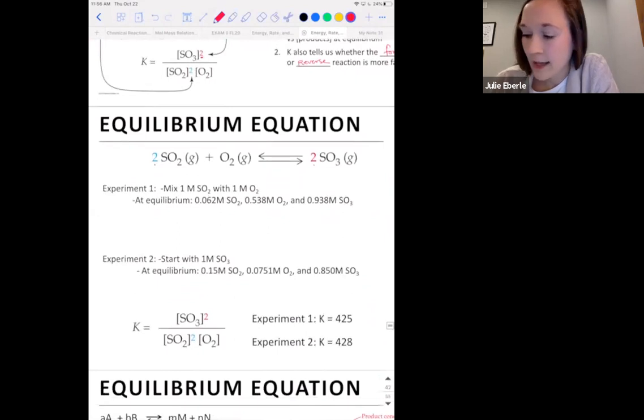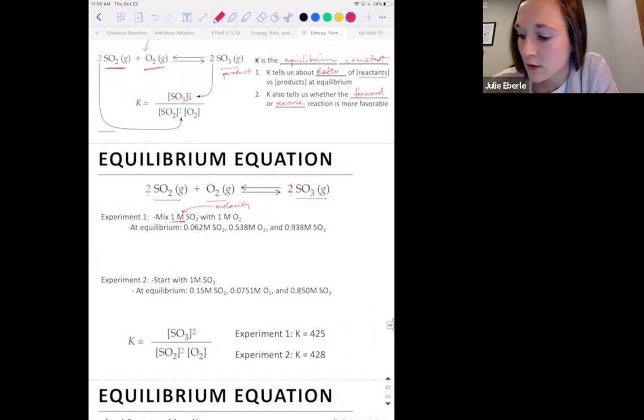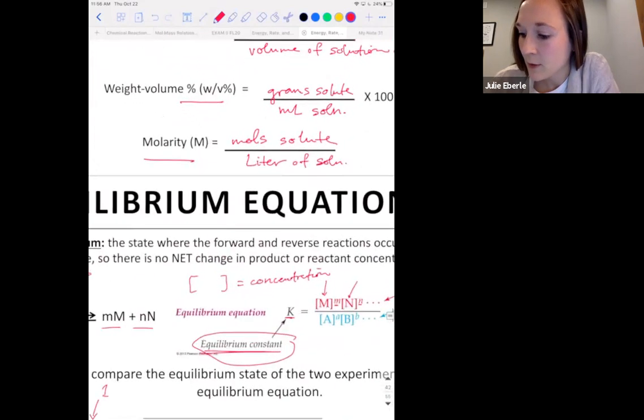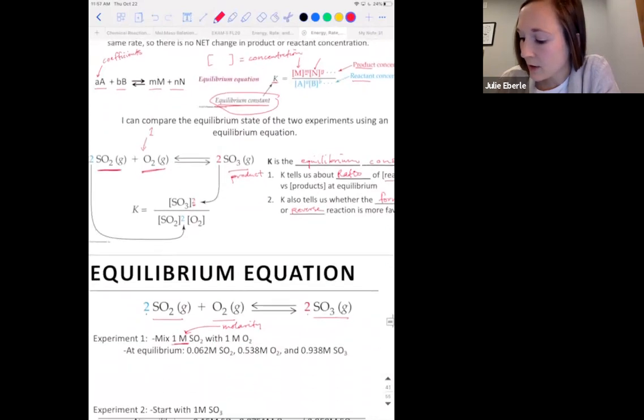So let's say I give you these two experiments. And here we have the same reaction, SO2 and O2 make SO3. Let's say for experiment 1, we're mixing 1 M. I got to explain this capital M really quick. What is M? M is a unit called molarity. Earlier, when we defined units of concentration, we defined molarity, okay? Molarity or weight volume percent, we said are 2 units of concentration. Molarity we abbreviate with a capital M, and it's just the moles of the dissolved substance per liter of solution, okay?